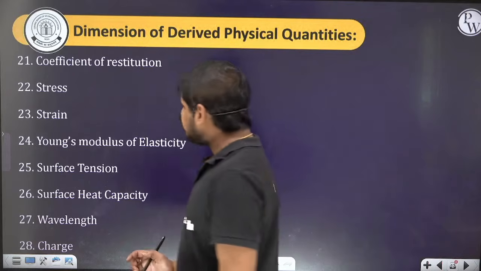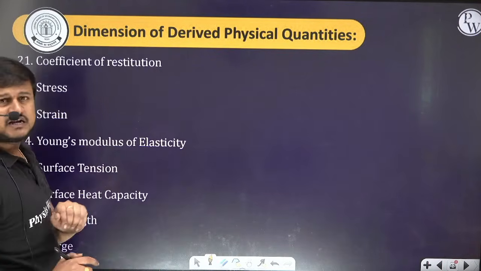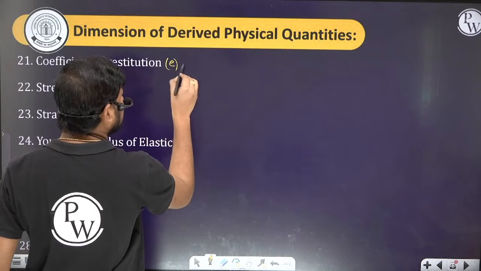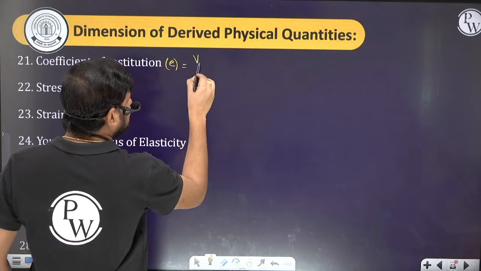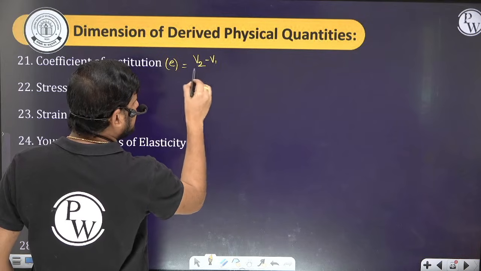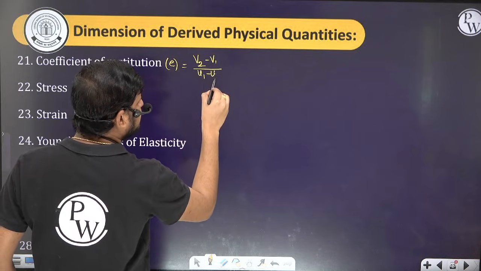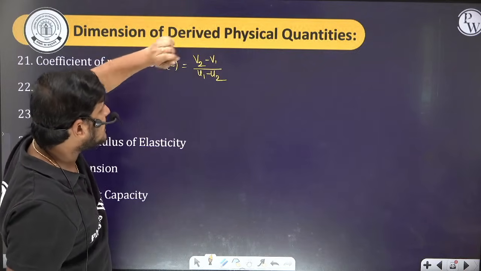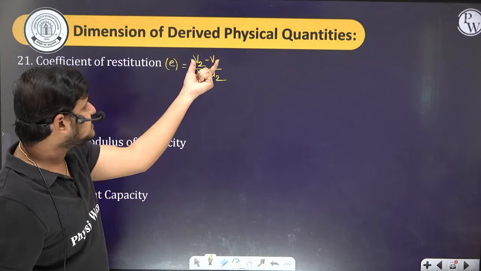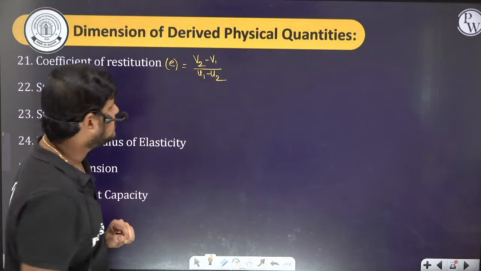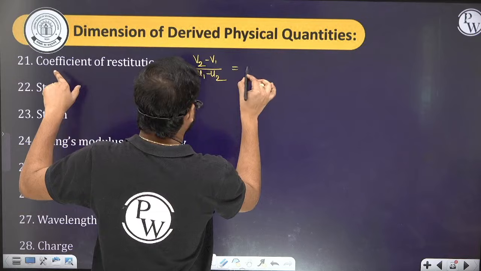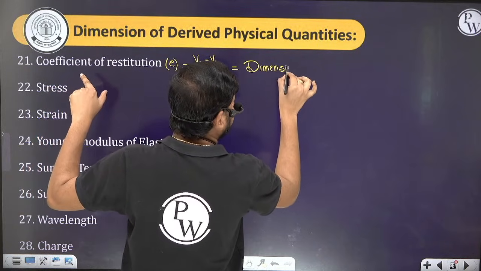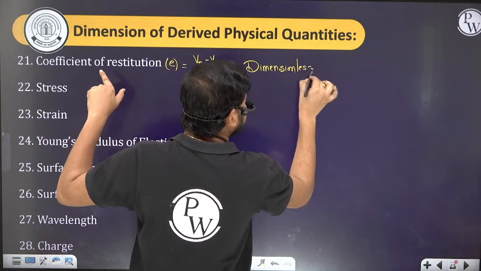Now the coefficient of restitution, which will come across in the collision chapter. The coefficient of restitution, which is denoted by E, is the relative velocity of separation by the relative velocity of approach. So in the numerator also it's velocity, in the denominator also it's velocity. So these units get cancelled, so the coefficient of restitution is a dimensionless quantity. Remember this one. This is a dimensionless quantity.